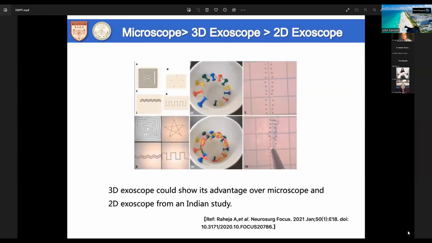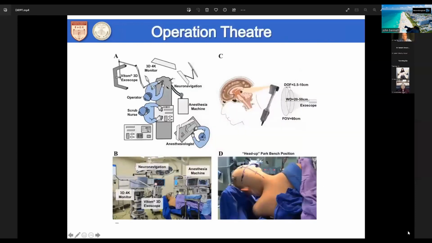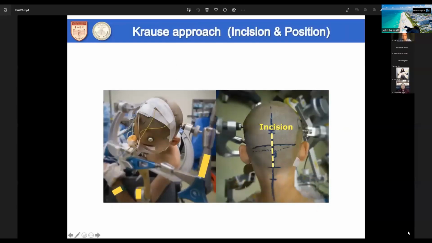And also recently, a German group reported their experience with spine surgery using a 3-dimension exoscope. This here is our experience with the 3-dimension exoscope for pineal region tumor resection. This is the operation theater, how we distribute all the equipment here. We also use the park bench approach, park bench position, which was similar to the endoscope cases we reported previously. This is an incision.